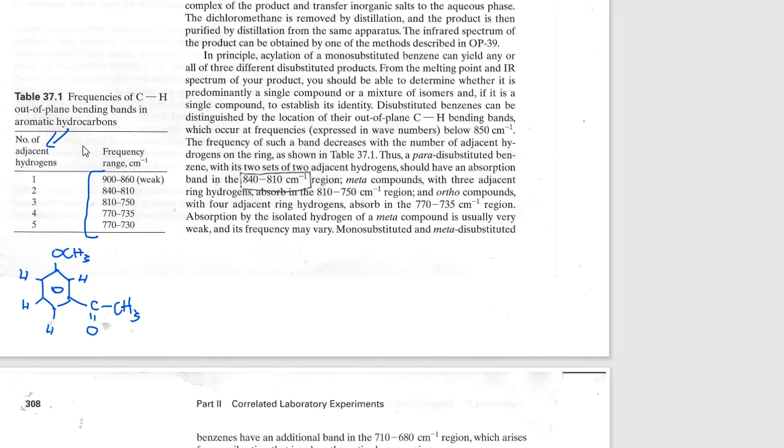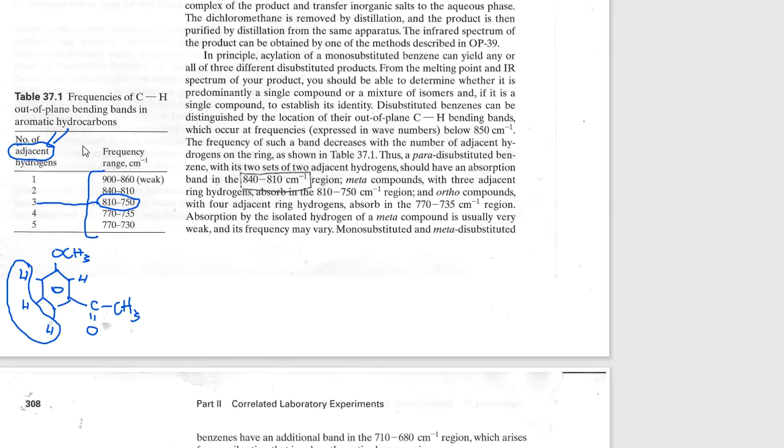So I want you to pay attention to the table here, and the table says number of adjacent hydrogens. Adjacent is going to be the key word here. Adjacent basically means how many hydrogens are side by side. And if I look at this structure, I'm going to see three hydrogens that are side by side here. So if I've got three hydrogens side by side, it looks like I'm going to see a signal in the infrared spectrum around 810 to 750.